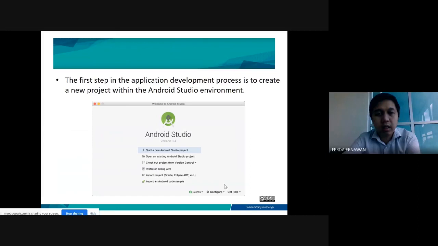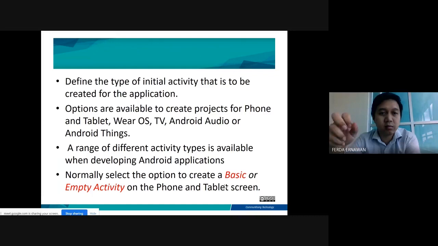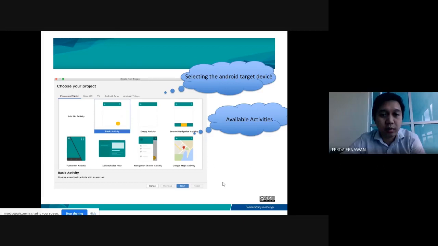Then define the type of initial activity that is to be created for the application. They provide several options available to create the project, such as phone, tablet, TV, Android Studio, and Android Things. A range of different activity types is available when developing an Android application. Normally, you can select the basic or empty activity to begin your application. You can choose the basic activity or the empty activity.